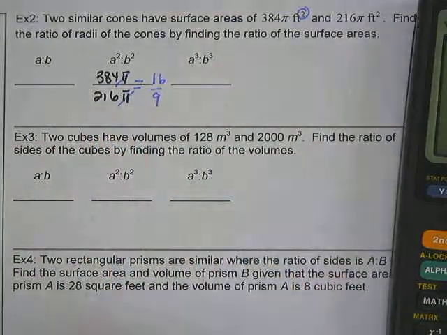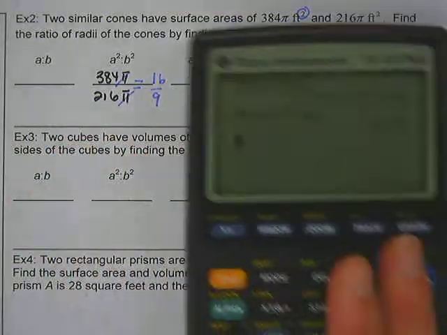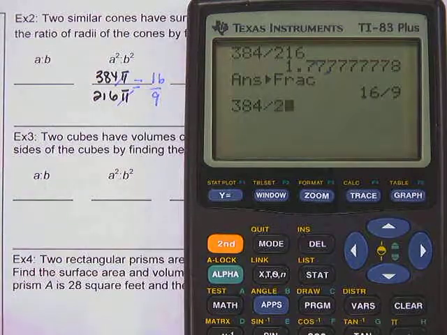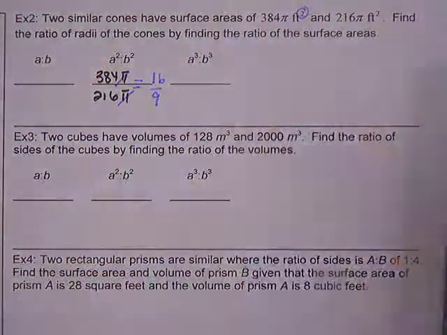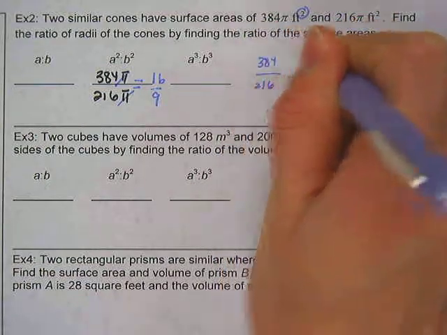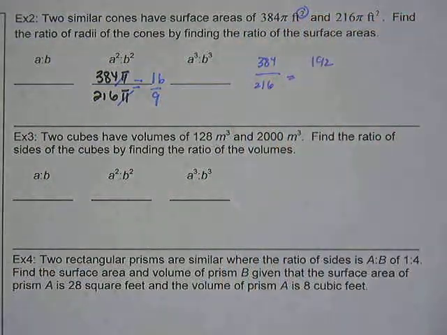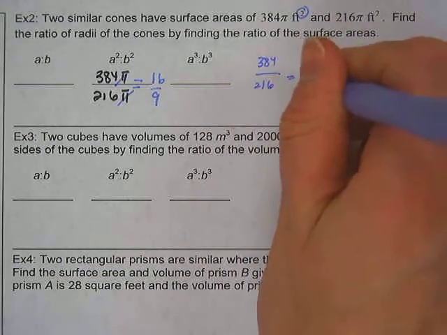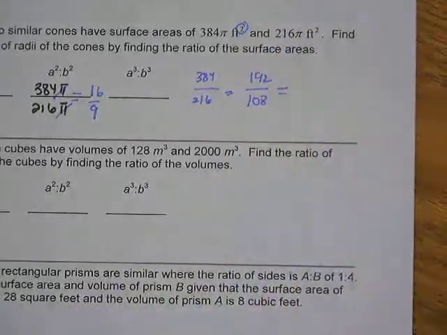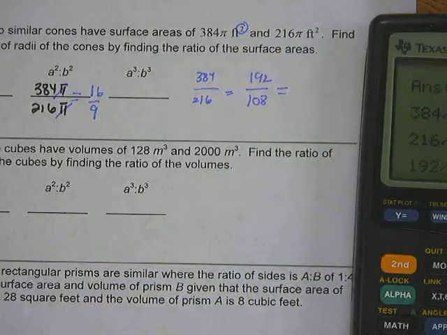If you are lacking a graphing calculator and you want to know how to do this, you just start simplifying the numbers. You want to think about what goes into 384 and into 216. They're both even, so I'm going to divide by 2. So 384 divided by 2 gives me 192, and 216 divided by 2 gives me 108. They're still both even, so I'm going to keep going and divide by 2 again.